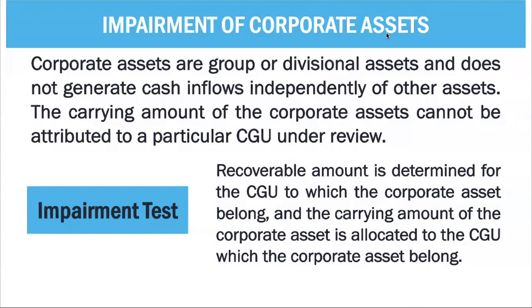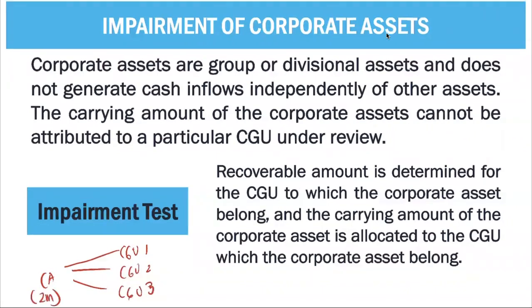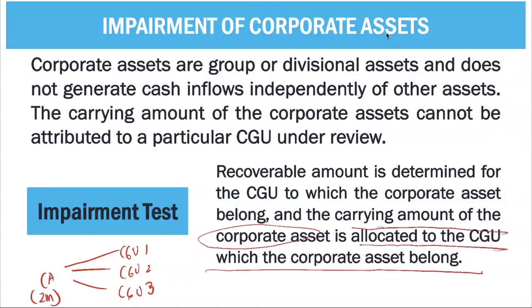Okay, so let's try to understand this impairment test. We say a corporate asset is an asset that does not generate cash inflows, and it cannot be attributed to a particular CGU because it is a corporate asset. Any CGU can make use of that. So for example, a corporate asset is used by CGU 1, CGU 2, CGU 3. Let's say the value of the corporate asset is 2 million. The carrying amount of the corporate asset is allocated to the CGUs. So you allocate it pro rata.